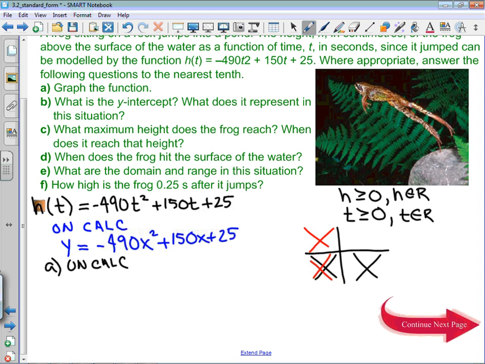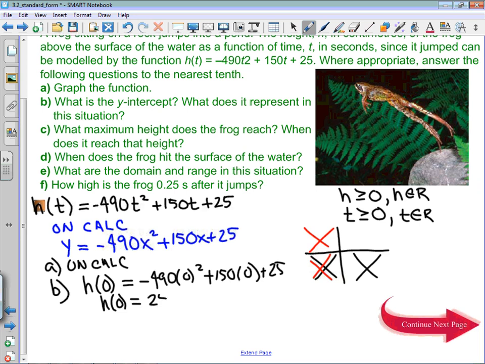For B, it says, what is the y-intercept? What does it represent in this situation? I'd like to write that the y-intercept is the height at 0. So that's negative 490 times 0 squared plus 150 times 0 plus 25. So the height at time 0 is 25, and what this basically represents is the starting height, or because the frog is jumping from a rock, it's the height of the rock above the water.